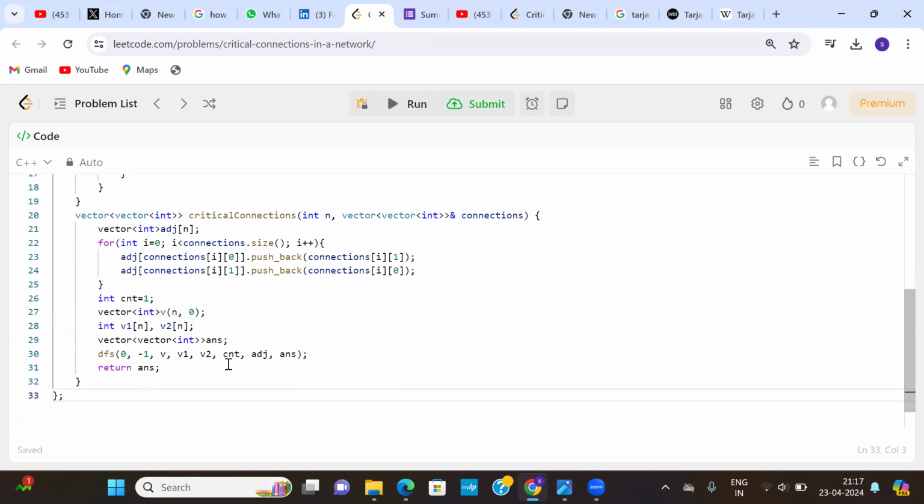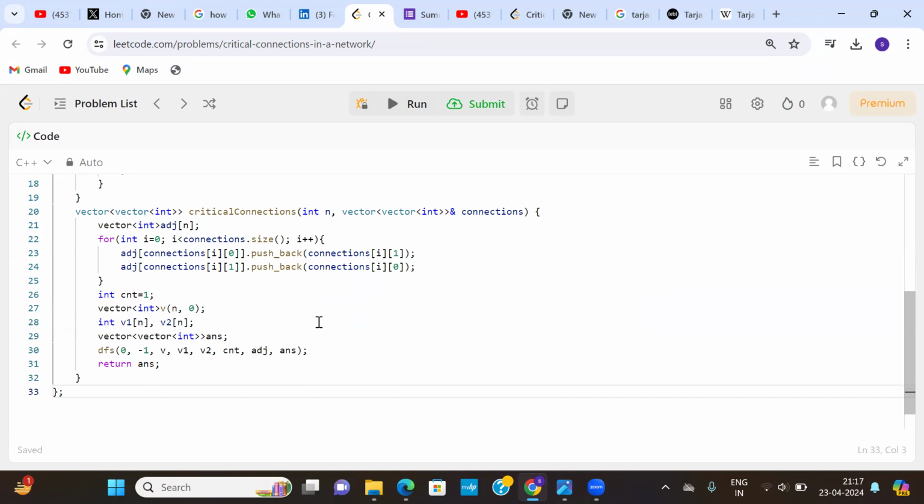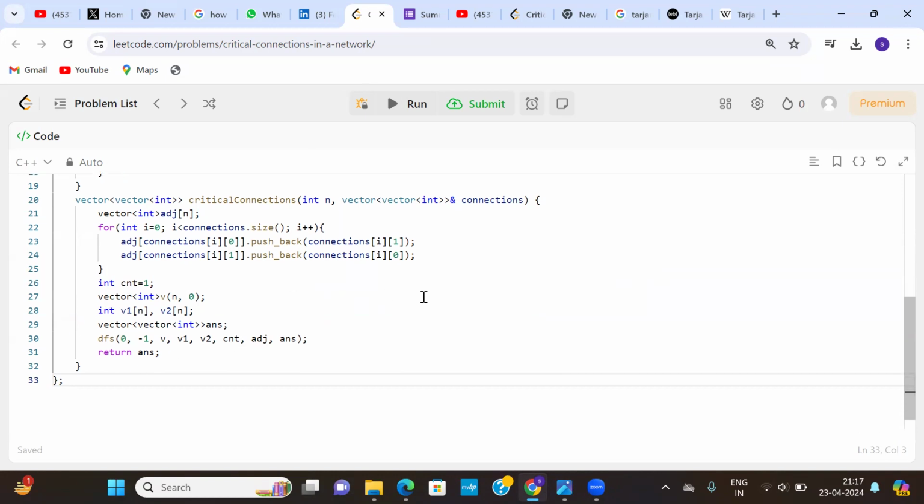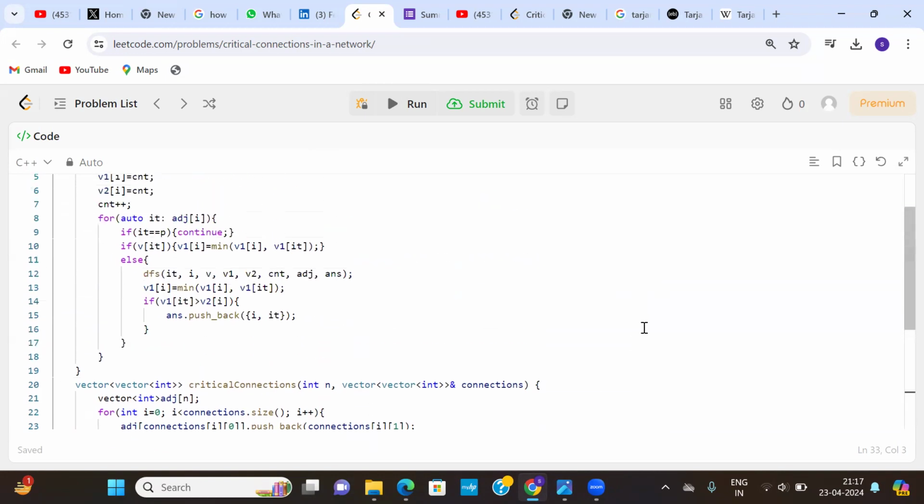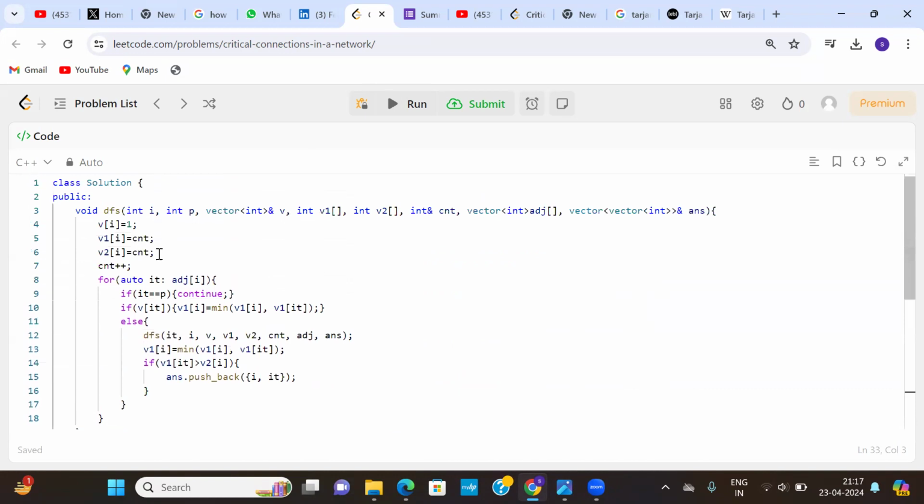Then we have made one vector v as well as 2 arrays, v1 and v2. What are these 2 arrays doing? v1 is storing the time of insertion and v2 is storing the lowest time of insertion. We have also made one vector answer to store all the critical connections. After that, we have called the DFS algorithm. What is happening in the DFS algorithm? v at the index of i equals 1. What does it mean? It is for the visited array.